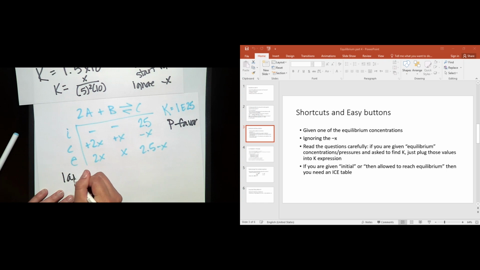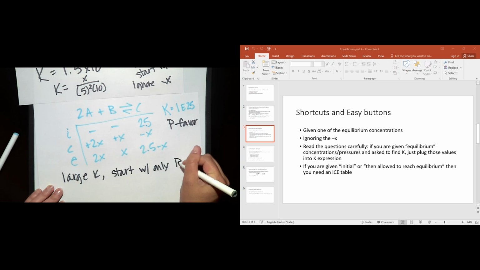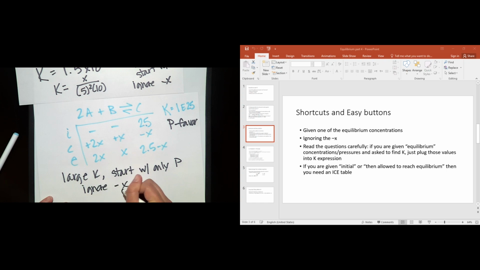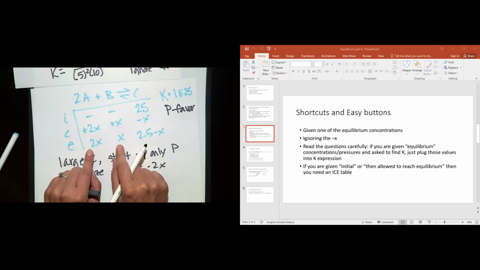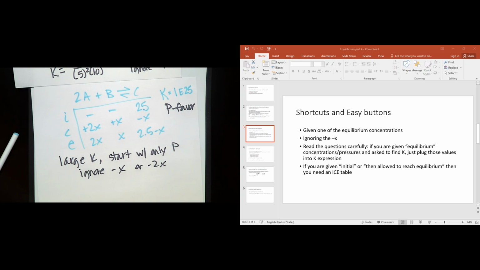So a large K, again, I would say over 1,000. A large K and starting with only product, it's going to stay on the product side because it's product favored. Very little is going to disassemble back to the reactant side. So we can ignore the minus x or minus 2x, whatever it is. Now we never ignore the plus 2x or the plus x. That's all that's there. So compared to 0, it's a significant amount, but compared to the amount of product you're starting with, it is an insignificant amount.